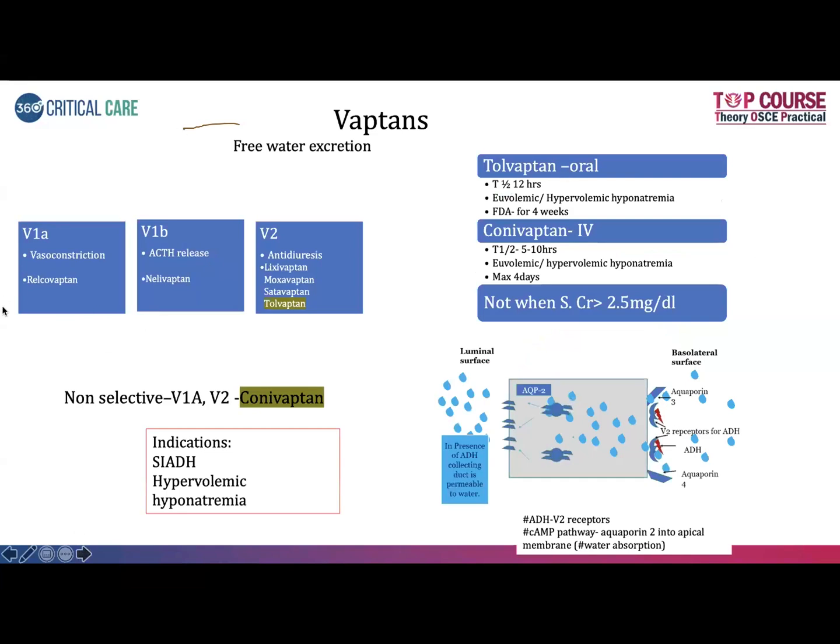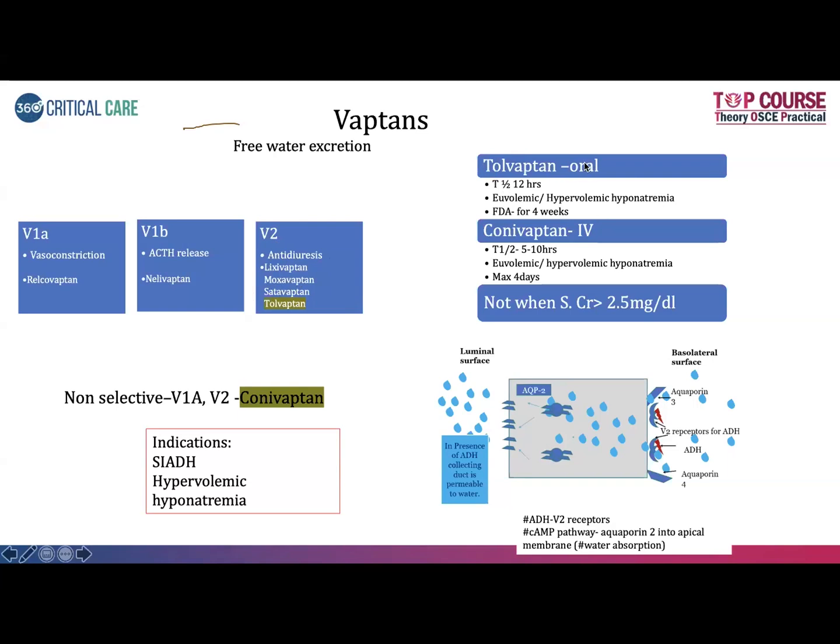So what are the vaptans that are available? So the vaptans cause free water excretion. These are V1A, vasoconstriction, relcovaptan, V1B, nelivaptan, V2 is tolvaptan, satavaptan, mozavaptan, lixivaptan. So these cause free water excretion. So when we are looking into the use in terms of hyponatremia, we are talking about tolvaptan and conivaptan.